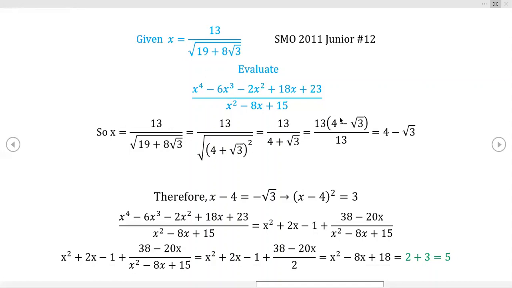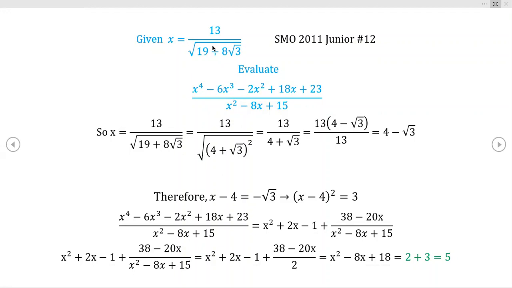This is the second one I've done on the Singapore Mathematics Olympiad 2011 Junior problem number 12. I just did the first part of this as a separate video because I thought it was pretty difficult to actually figure out what to do in terms of the algebraic simplifications. But you'll notice here we're given an initial condition, and we're supposed to evaluate this entire expression. So this is a quartic equation divided by a second degree equation.